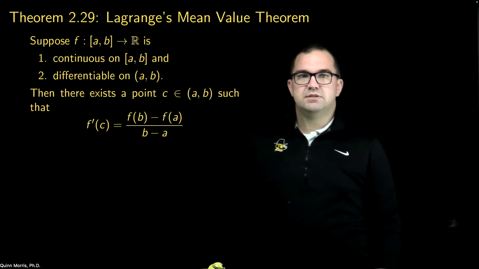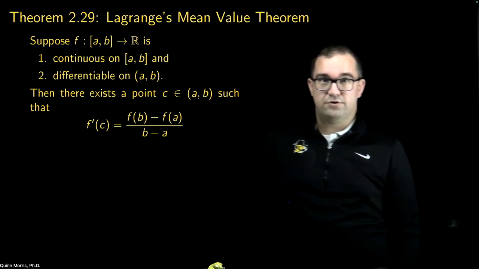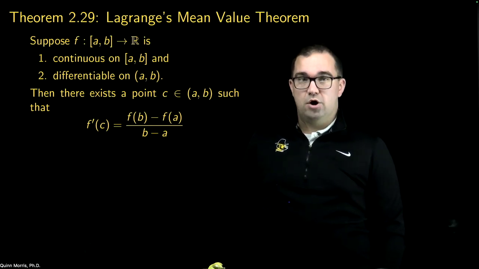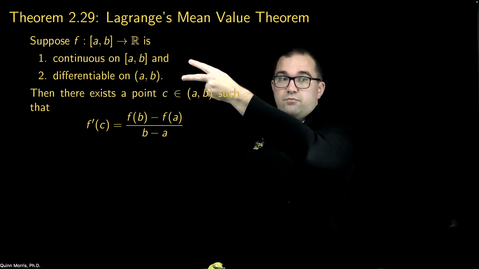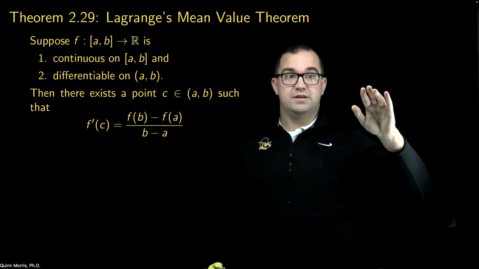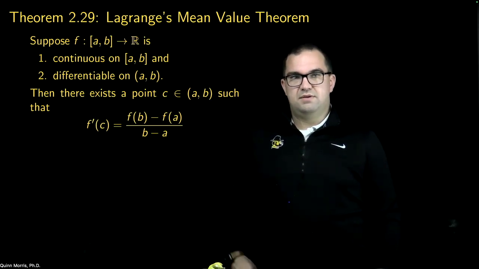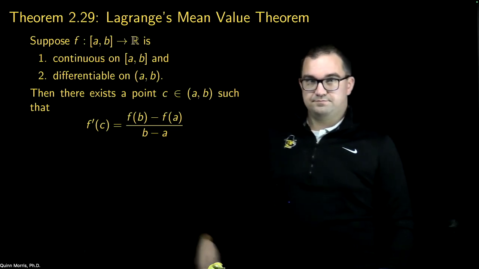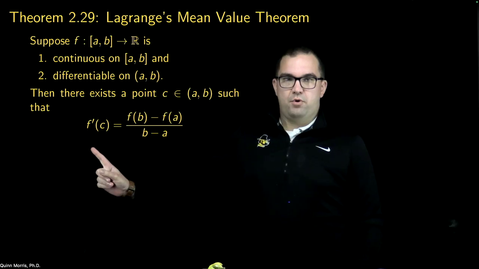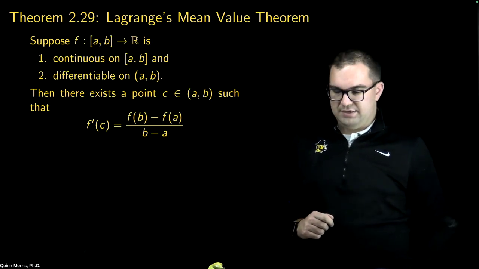So it says simply, suppose f from [a, b] into R is continuous on the closed interval and differentiable on the open interval. So notice these first two look just like the hypotheses from Rolle's theorem. We've dropped the third condition. Okay. Lagrange's mean value theorem says, then there exists a point c in the open interval (a, b) such that f prime of c is equal to f of b minus f of a over b minus a.